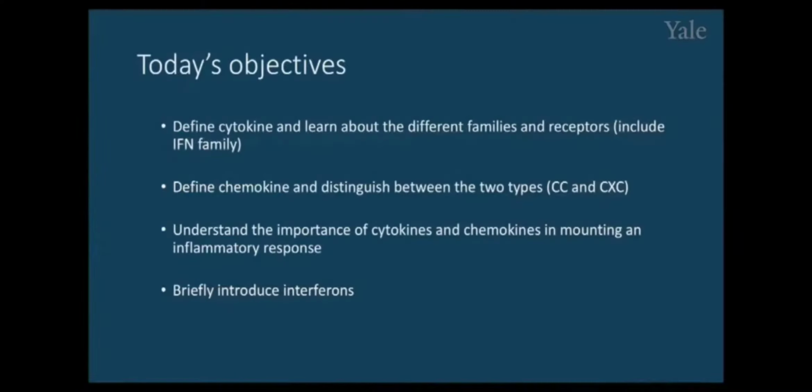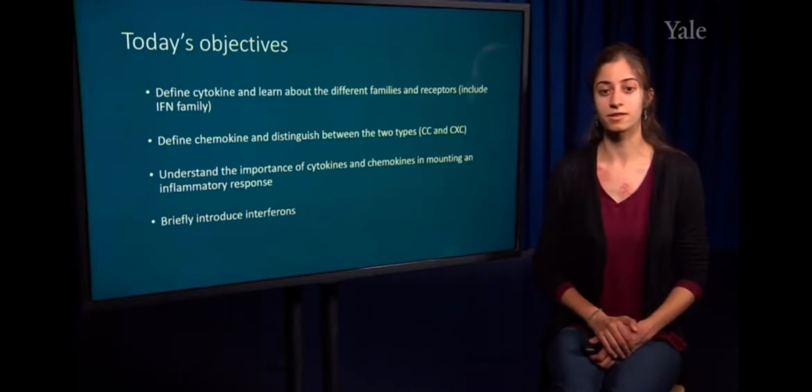Today we will have 4 objectives that we'll go through together. The first of which will define cytokine and learn about the different families and receptors, including the interferon family, which you may have already heard a little bit about. Second, we'll define chemokine and distinguish between the 2 types of chemokines, CC chemokines and CXC chemokines. For our third objective, we'll learn to understand the importance of cytokines and chemokines in mounting an inflammatory response. And finally, we'll briefly talk about the 3 different types of interferons.